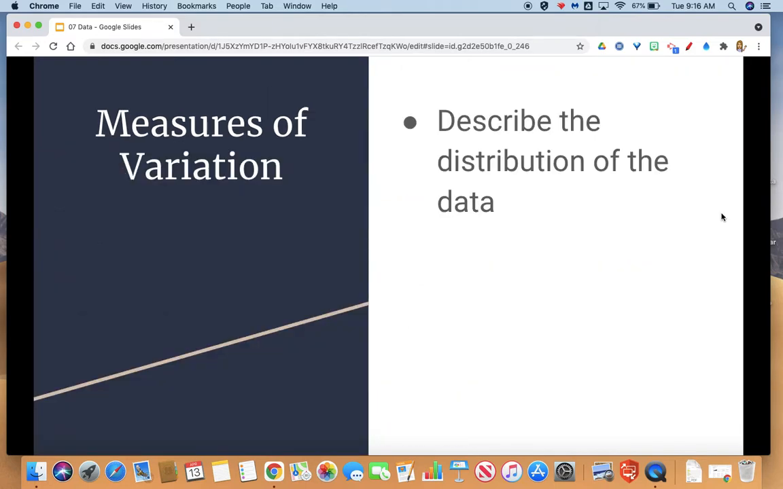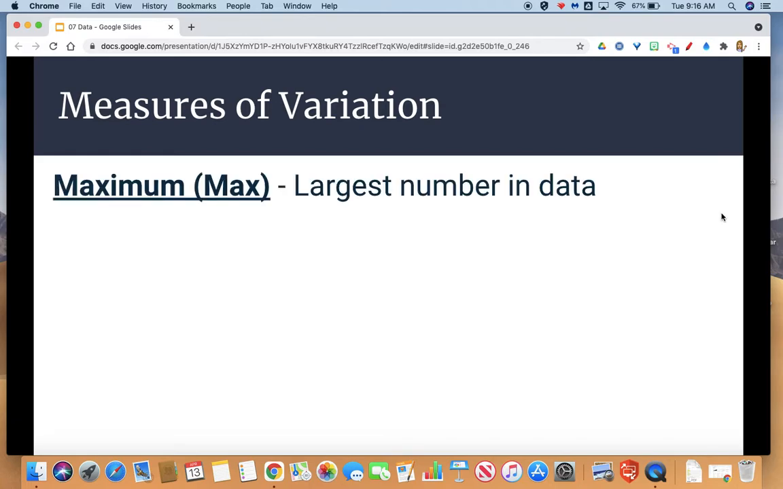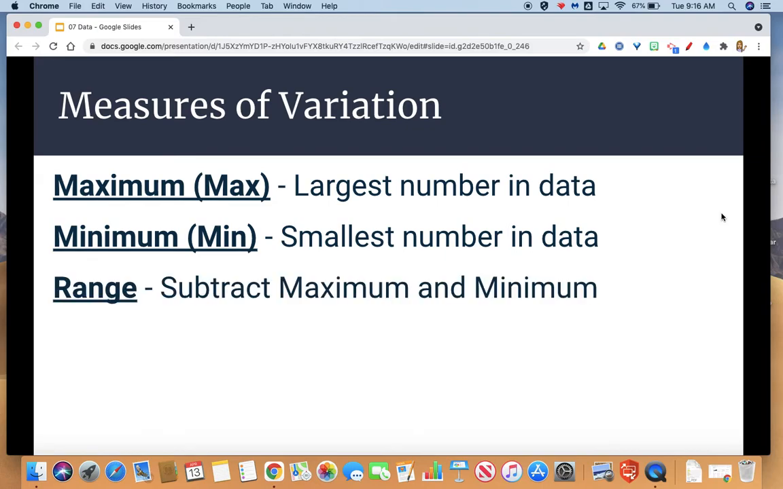Measures of variation describe the distribution of the data, which is how far spread out the data is. We do not consider any of these averages. Our maximum, abbreviated as max, is our largest number in the data. Our minimum is our smallest number in the data. And our range is when we subtract the maximum and the minimum. Pause if you need more time to write those.